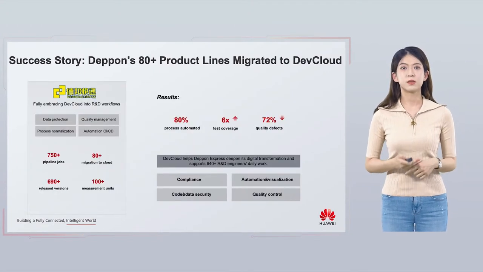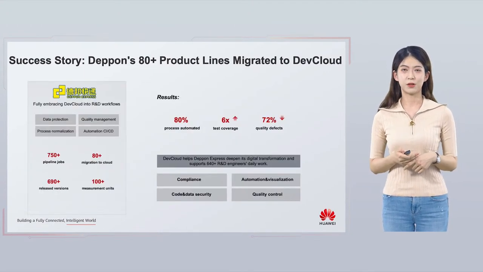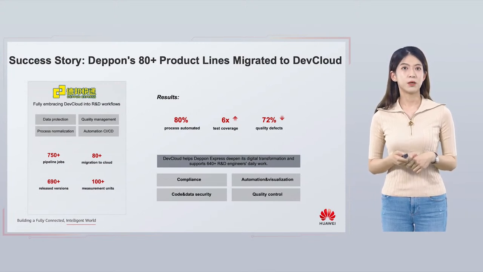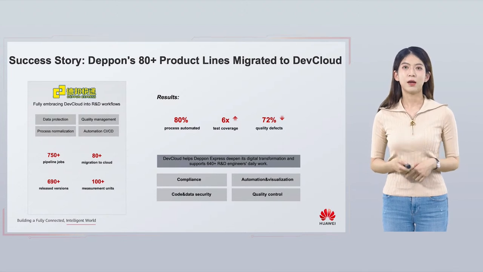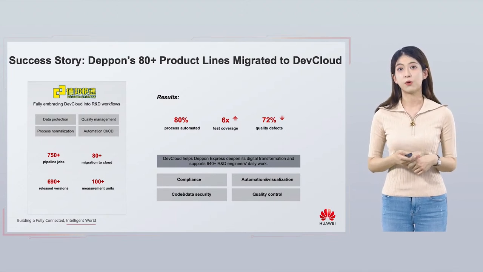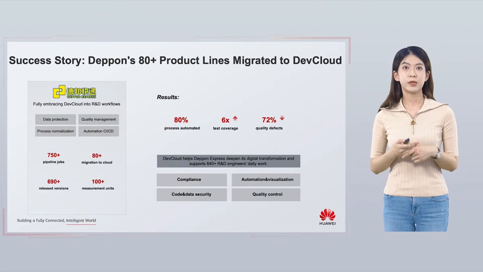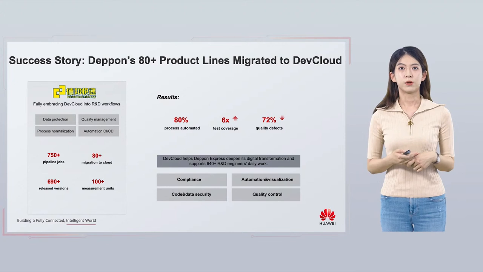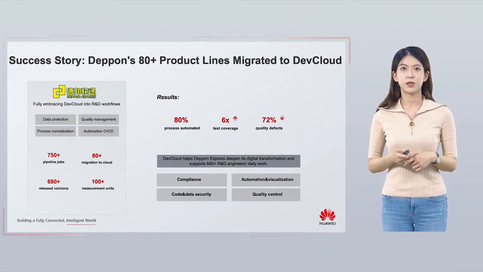After fully embracing DevCloud into the research and development workflow, here is some progress. They have 750 plus pipeline jobs running right now, and they have 80 plus systems migrated to the cloud, 600 released versions, and 1 plus measurement units throughout the DevOps workflow. The result can speak for itself. They have 80% automation of the CI/CD workflow. The test coverage rate is 6 times the previous one, and there is a 72% drop in quality defects.